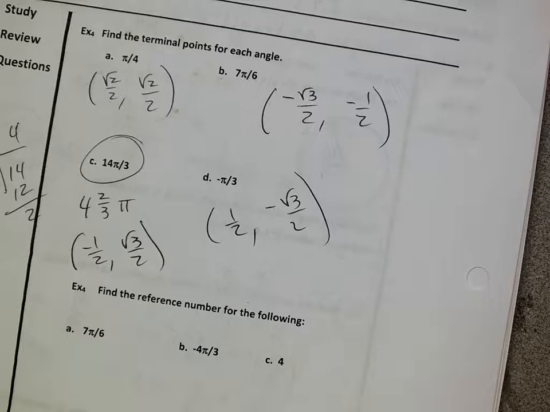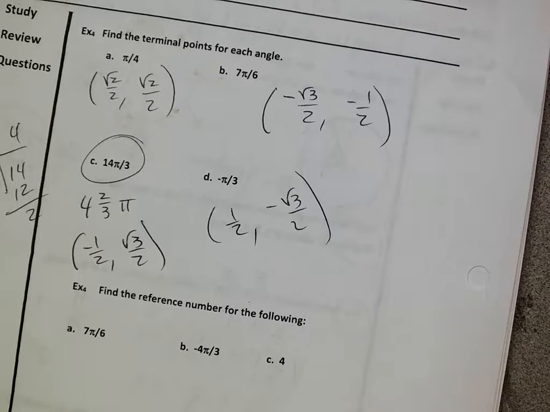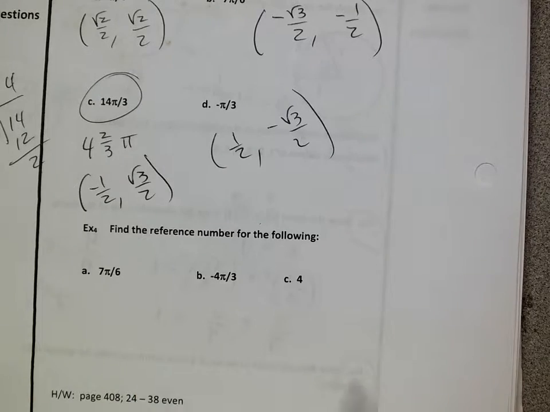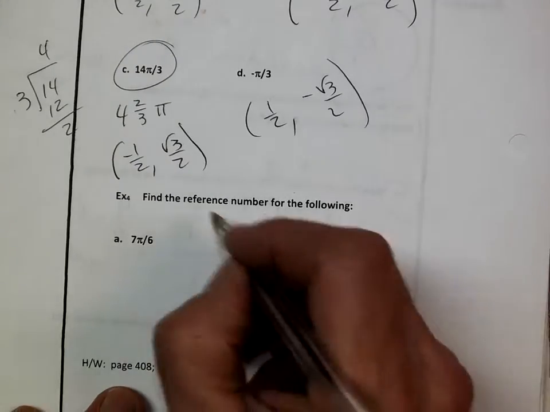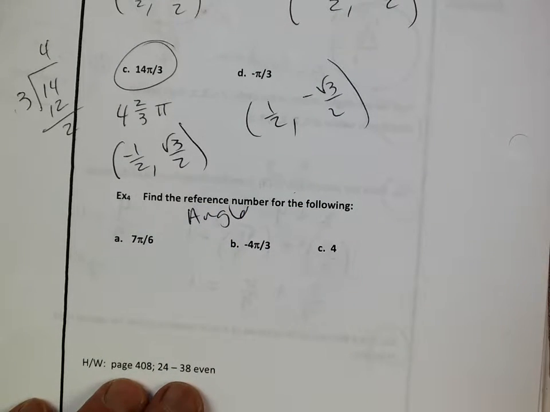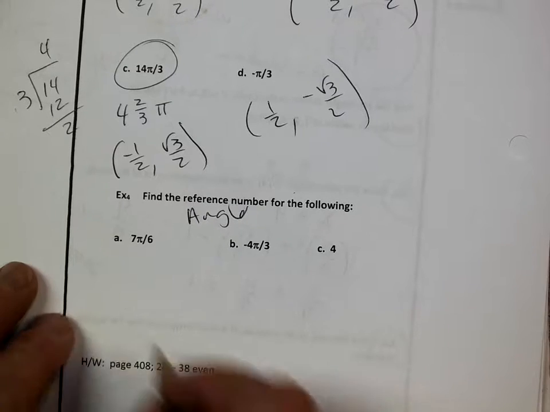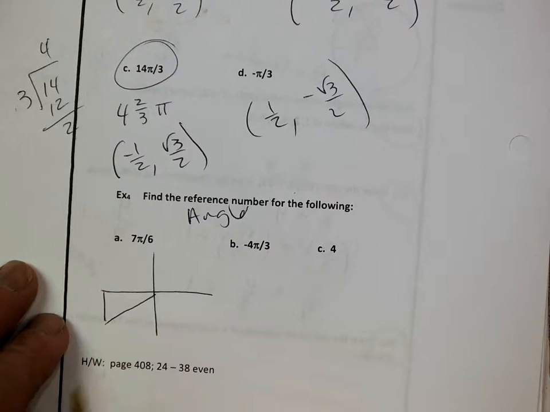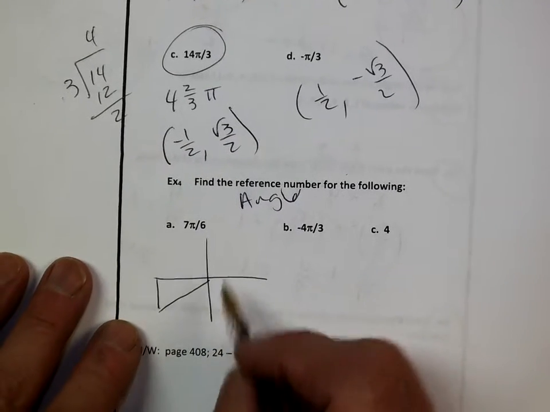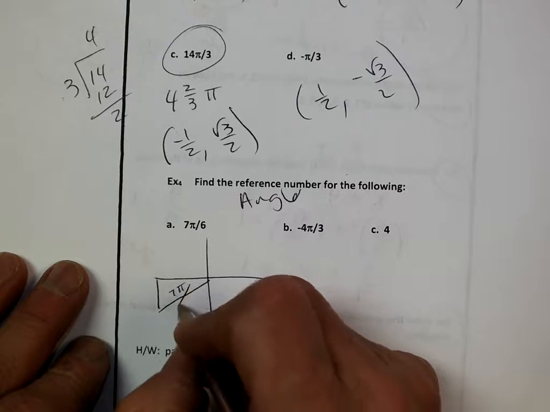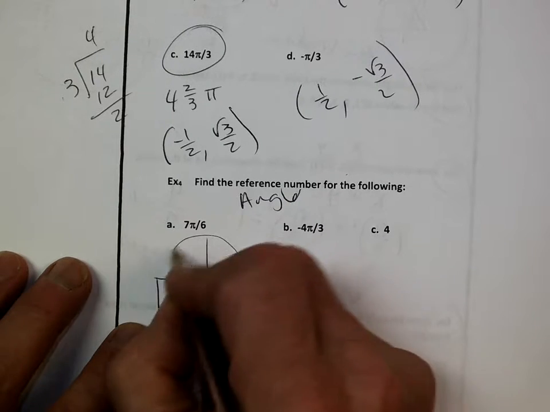Now the reference number, or the reference angle, okay? 7 pi 6. So we'll put angle also. Reference angle or reference number, okay, for the following. 7 pi 6. All right, well, 7 pi 6 is sitting right there, isn't it? If I take a look at my unit circle, isn't it sitting right there? Right?